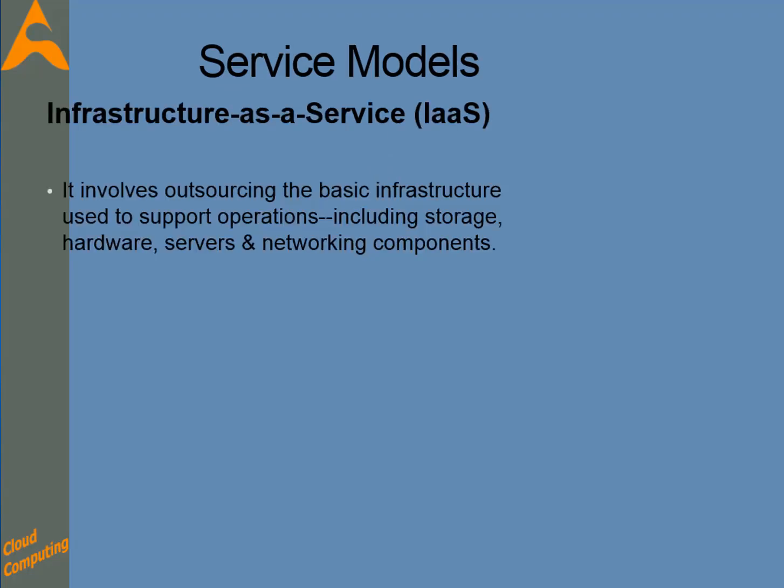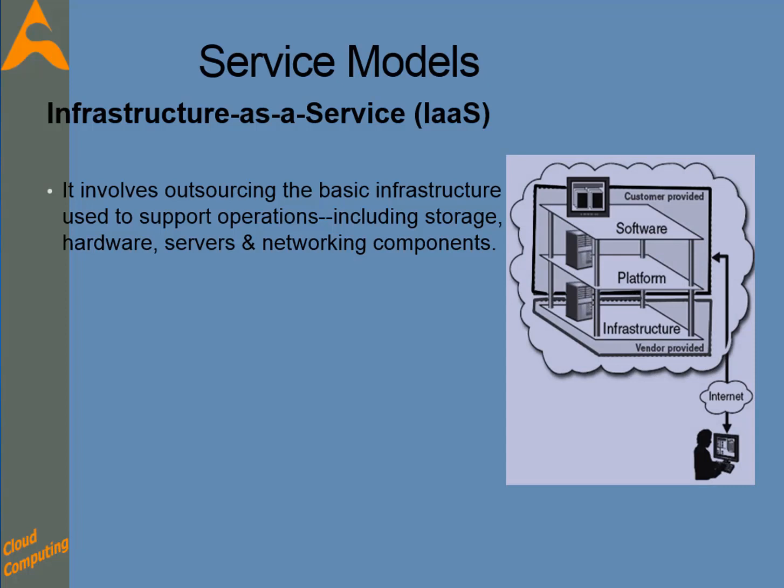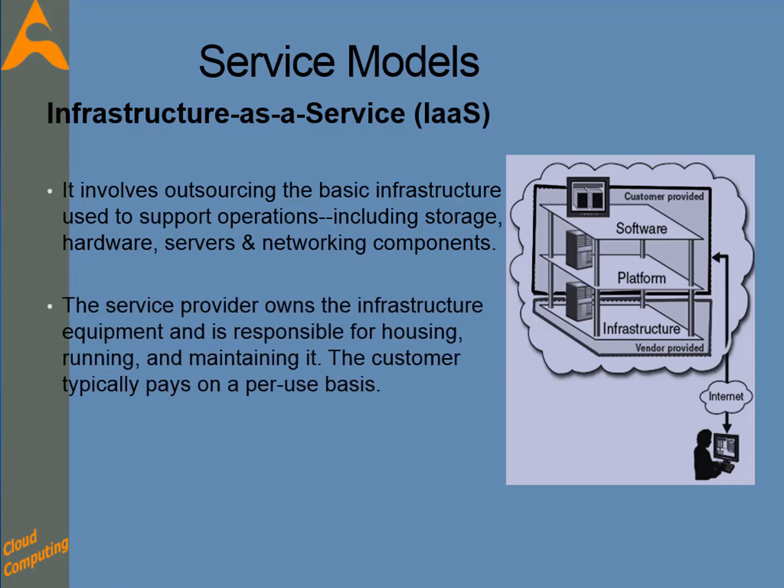Let's discuss the Infrastructure as a Service, IaaS, model. The capability provided to the consumer is to provision processing, storage, networks, and other fundamental computing resources, where the consumer is able to deploy and run arbitrary software, which can include operating systems and applications. The consumer does not manage or control the underlying cloud infrastructure but has control over operating systems, storage and deployed applications, and possibly limited control of select networking components, like host firewalls.